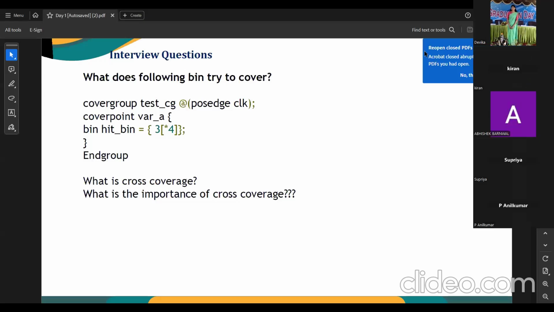So by coverage we will know different types of coverage, like toggle coverage, path coverage, functional coverage, code coverage. So in code coverage, we have path coverage, branch coverage, functional coverage, or how is it? In cross coverage, we have path coverage and other coverage.